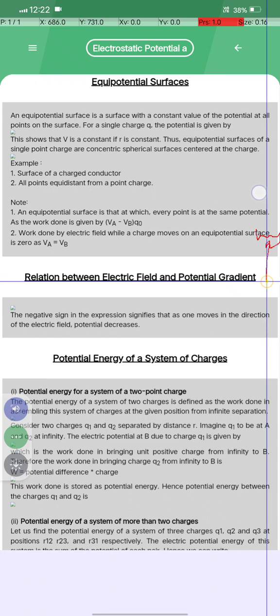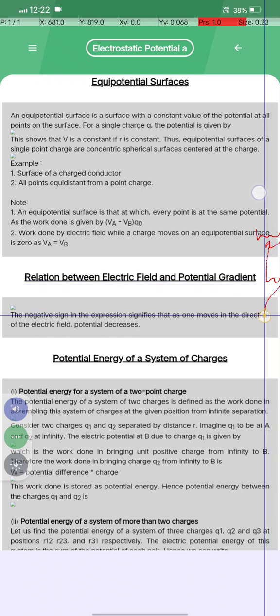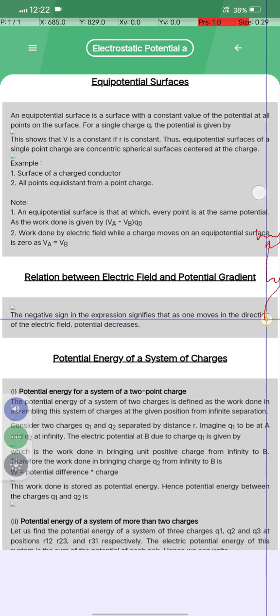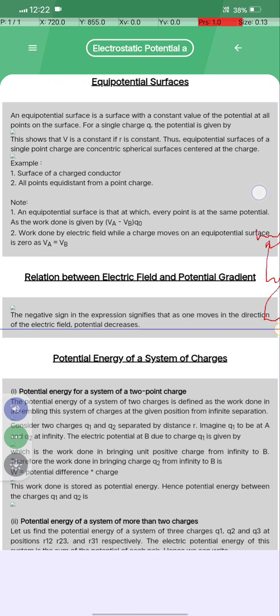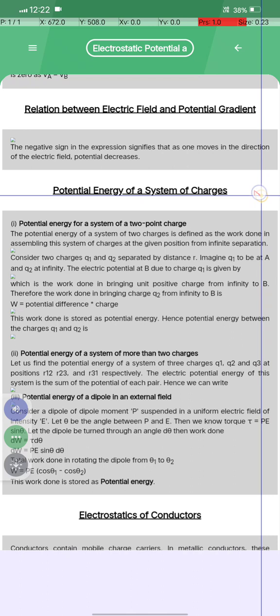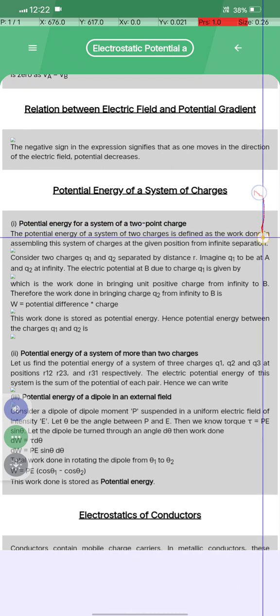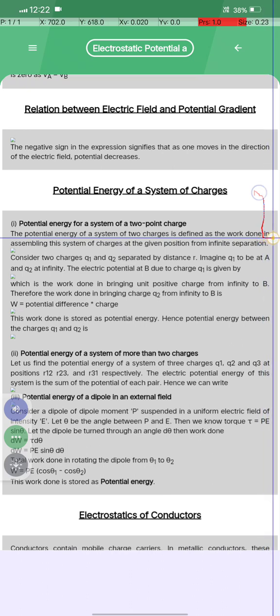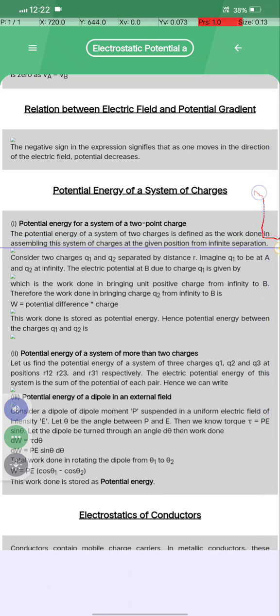Now, the relation between the electric field and the potential gradient. The negative sign in the expression signifies that as one moves in the direction of the electric field, the potential decreases. Potential energy of a system of charges. First, the potential energy for a system of two point charges. The potential energy of a system of two charges is defined as the work done in assembling this system of charges at the given positions from infinite separation.